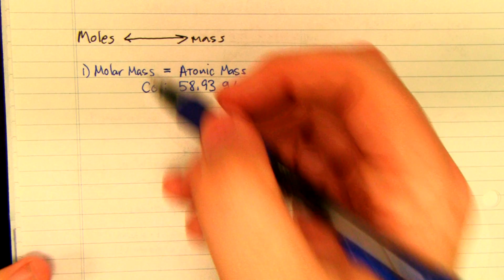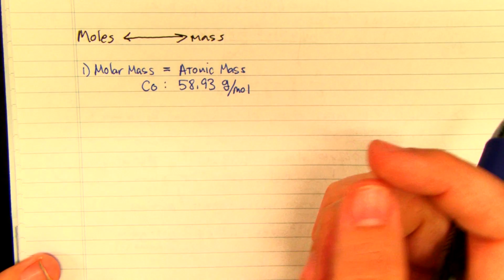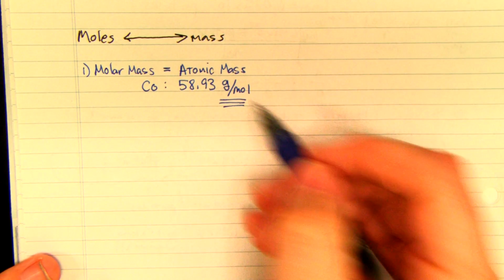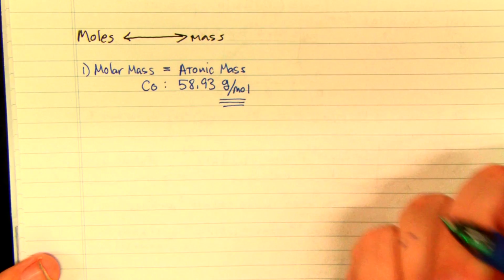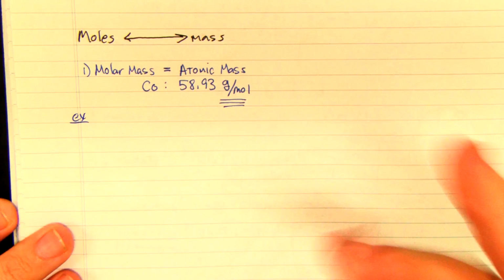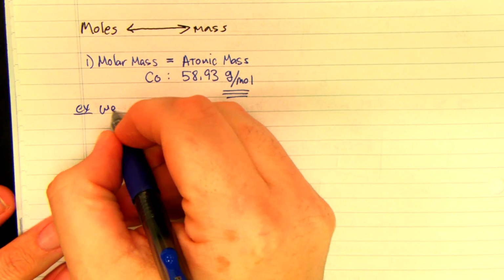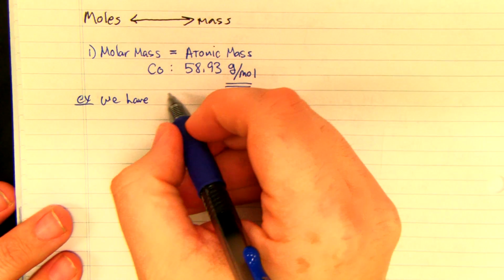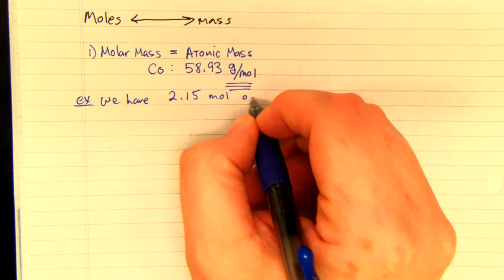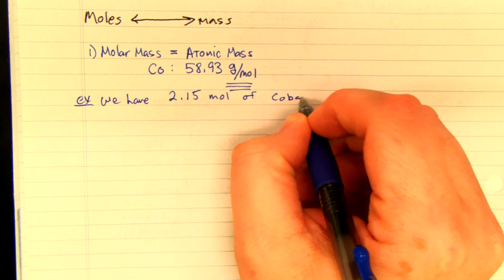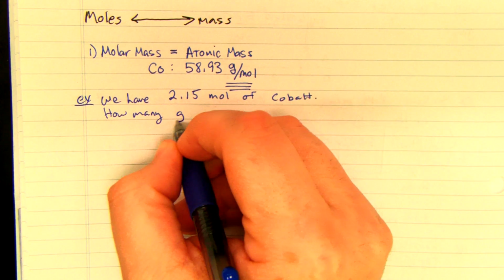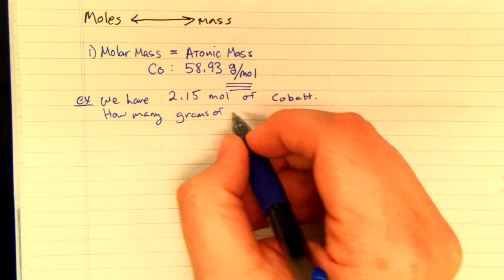But for our purposes, molar mass is going to be the atomic mass, and it's going to be in grams per mole. So we have to know that because the molar mass is actually going to be used as a conversion. Now, here's an example. And since I have cobalt up here, we'll say we have, let's say, 2.15, since that's today's date, moles of cobalt. How many grams of cobalt do we have?